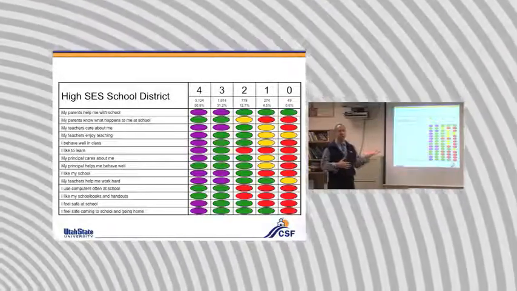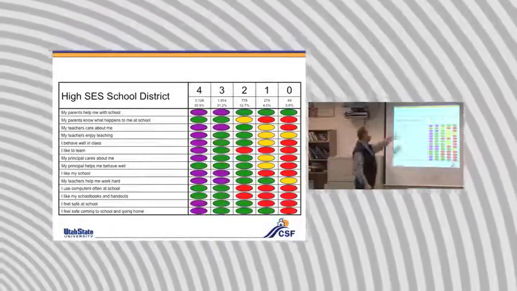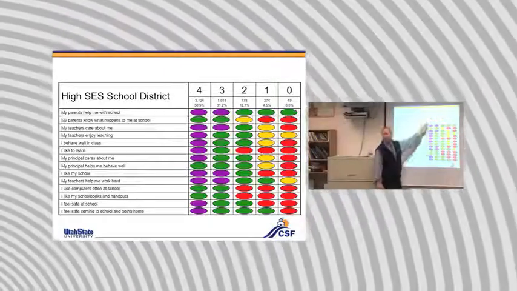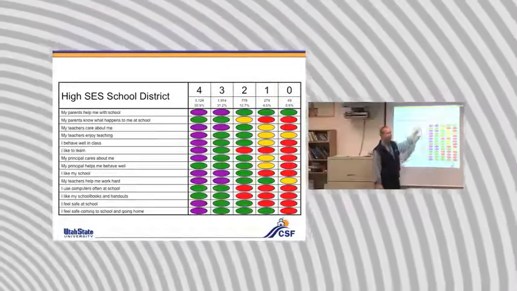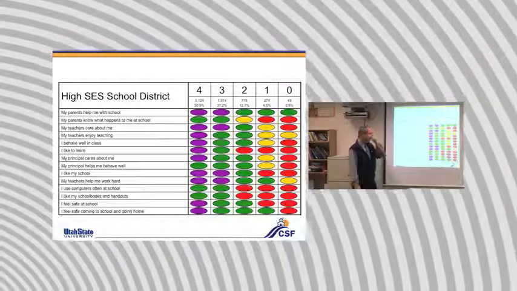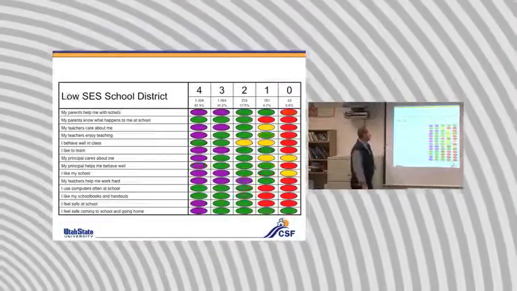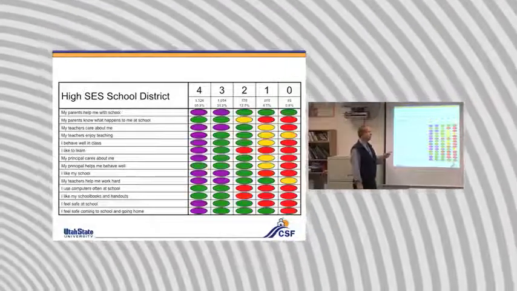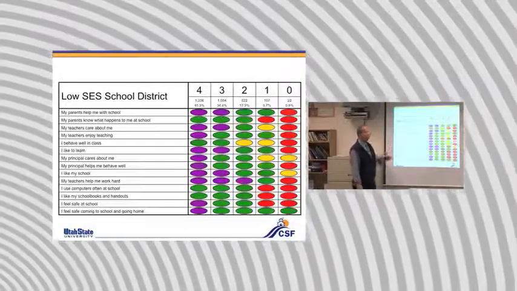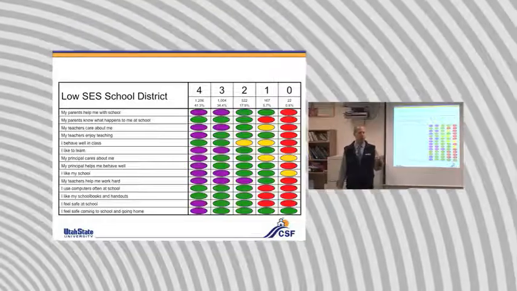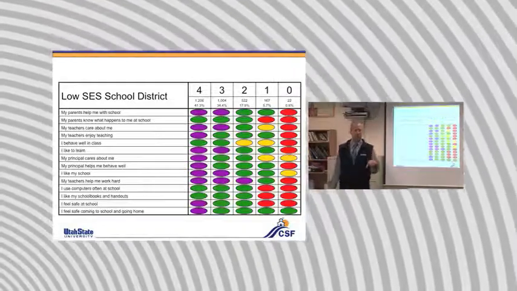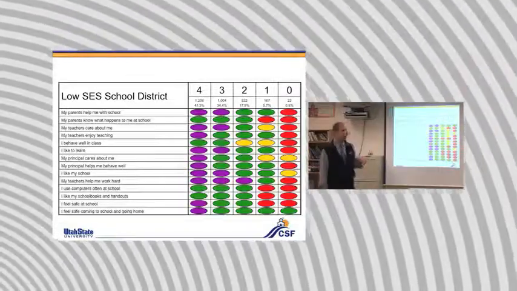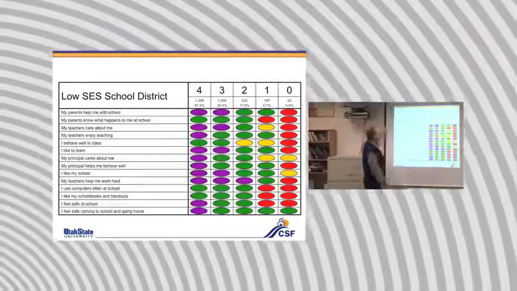Now, this is the high SES district, and you've got over half their kids locked into this all 4 spot. That's pretty good. That's a pretty healthy percentage. Let's go to the next slide. Go back again. Now go forward. Okay. What I did was I just switched between the high SES district and the low SES district. So this is the poor kid.